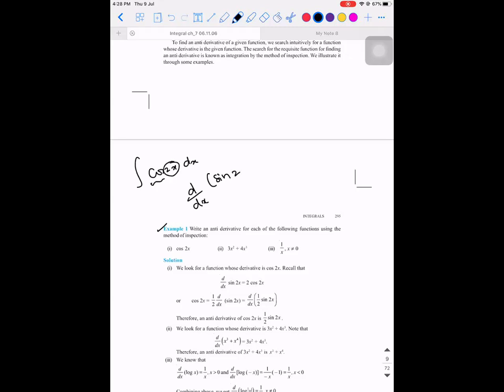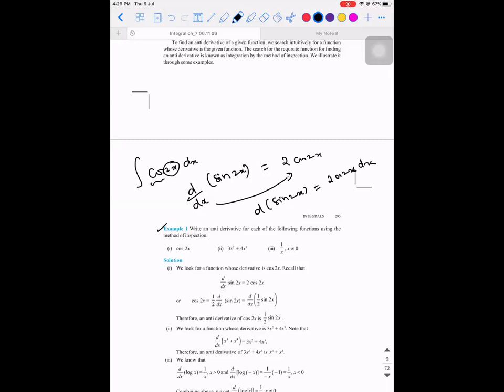2x, so I should write it as sine 2x. The derivative of sine 2x is going to give me 2 cos 2x. Then what should I do? I should take the dx to the other side. So the derivative of sine 2x is equal to 2 cos 2x into dx.